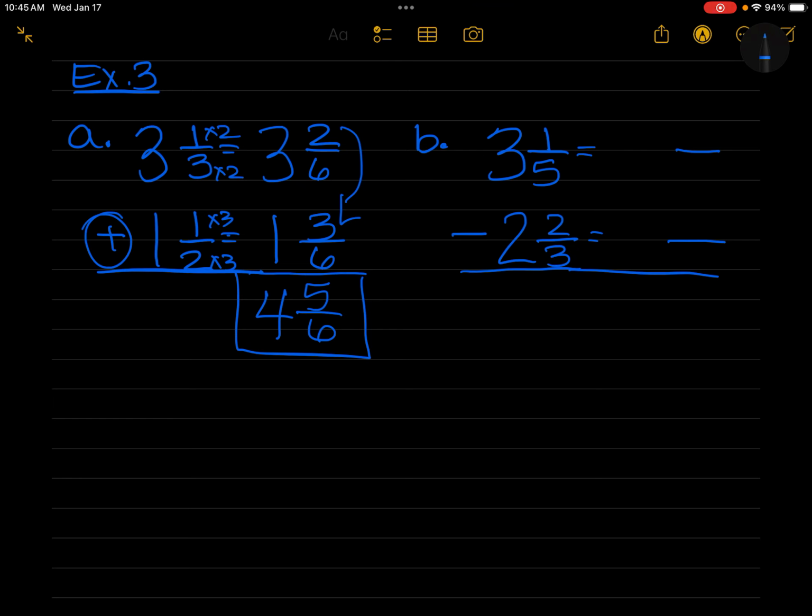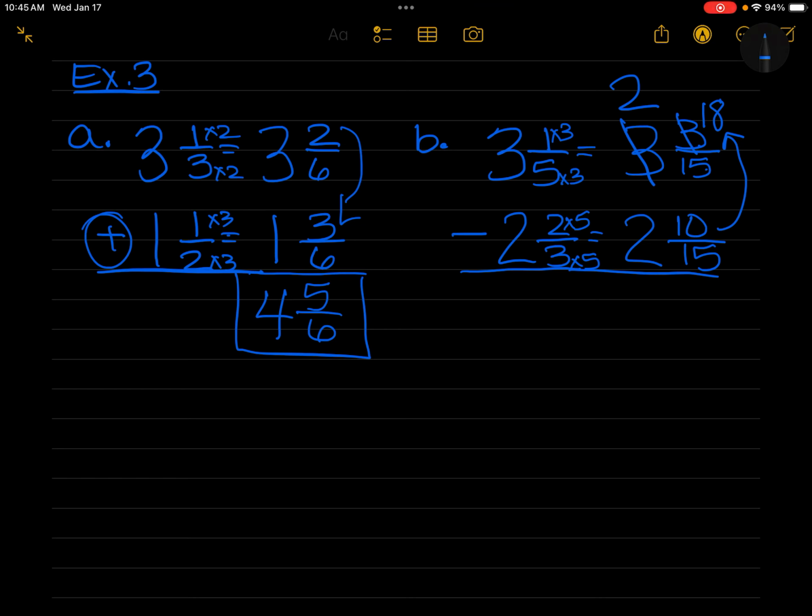Okay, so my common denominator for 5 and 3 is going to be 15. That means 5 times 3 is 15, so 1 times 3 is 3. 3 times 5 is 15, so 2 times 5 is 10. Then I'm going to bring over my numbers, and now I say, can I take 10 away from 3? No, I can't, so I need to borrow. So I'm going to borrow from this 3. That makes it 2. And then the shortcut is this 3 is going to be 15 plus 3 is 18.